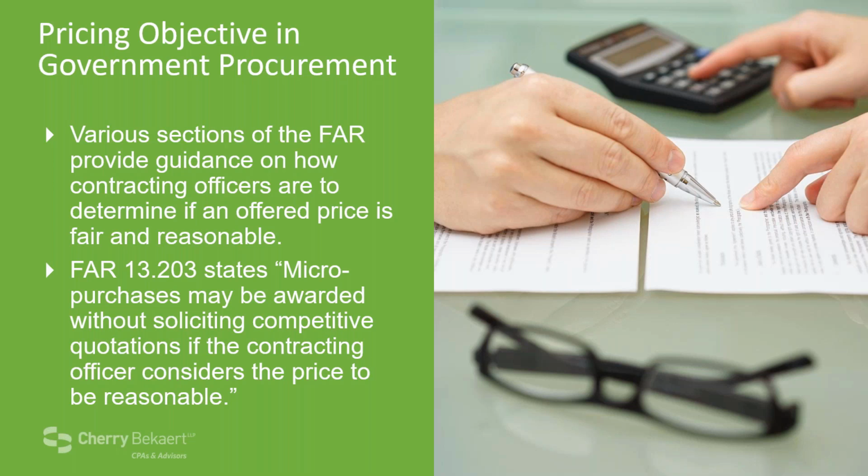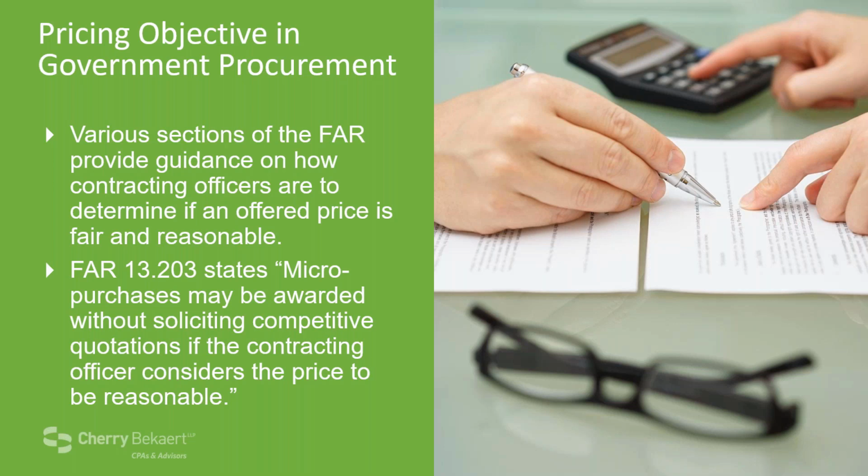We also have different means of procurement, such as sealed bids or negotiated procurements, and there are different techniques for determining a fair and reasonable price in regard to those various contracting methods and levels of contracting. Now, in regard to the micro purchase threshold, which is procurements generally below $3,500, but for services, it's $2,500. What the FAR is saying is that micro purchases can be awarded without soliciting competitive quotes if the contracting officer considers the price to be reasonable.